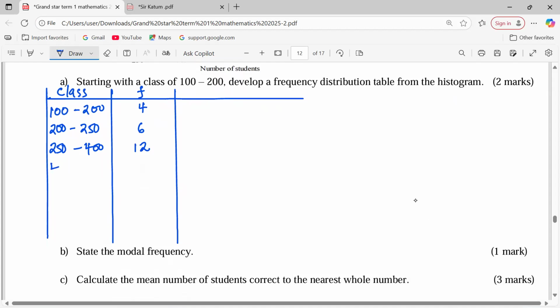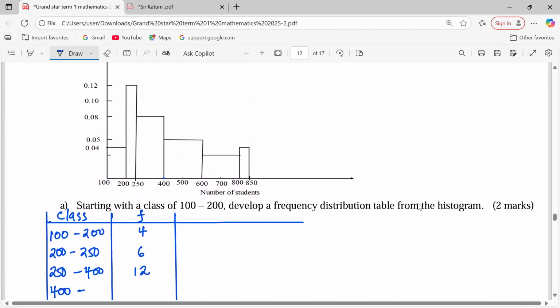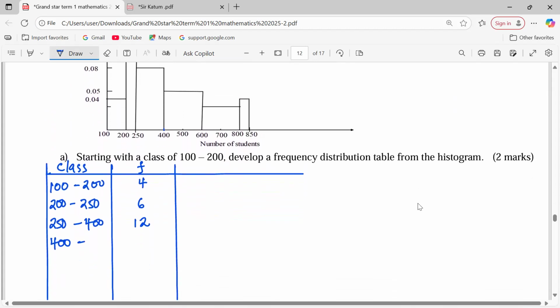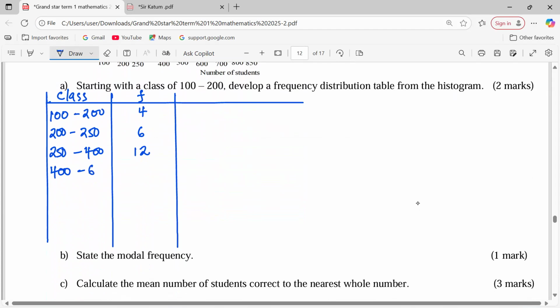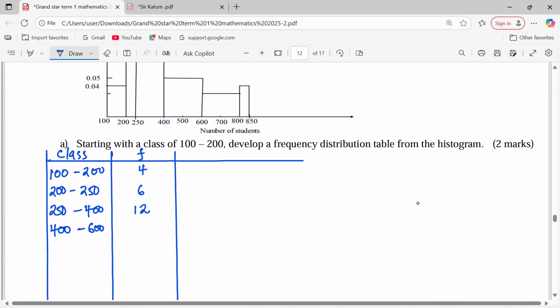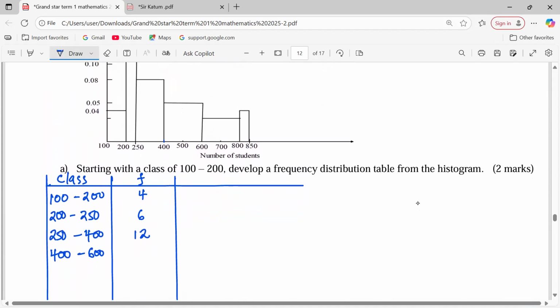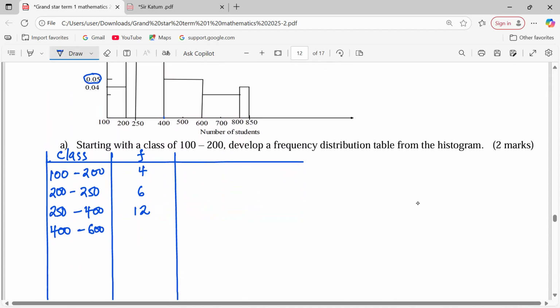Then the other one is from 400 all the way to 600. The interval is 200. So 200 as the class length should be multiplied by 0.05 as the frequency density. This gives us exactly 10 as the frequency.